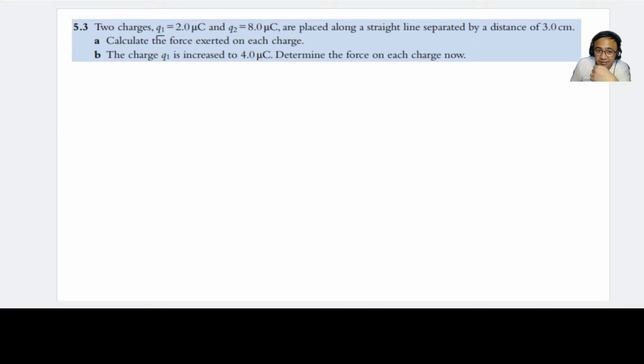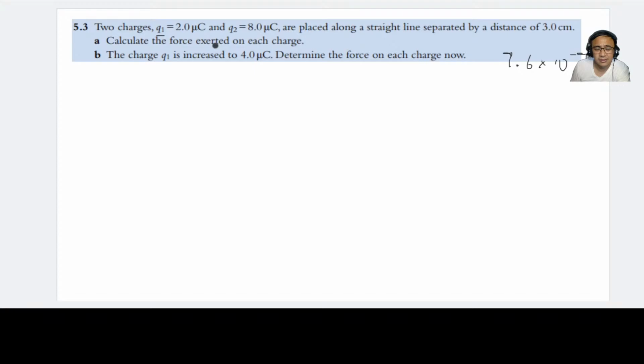Okay, what's your final answer? For A, it's 4.8 times 10 to the negative 9. And for B, it's 9.6 times 10 to the negative 9. Okay, let me put that here. Is it 9.6 times 10 to the minus 9?